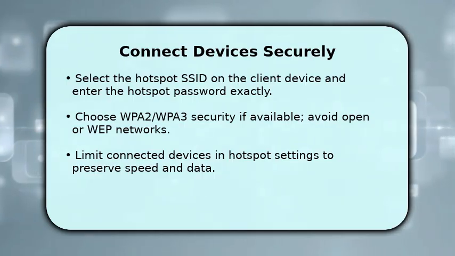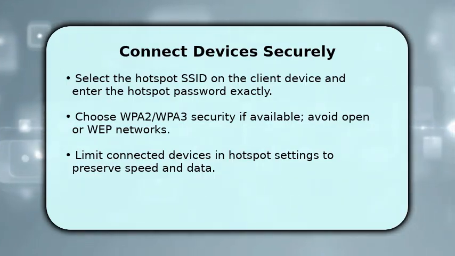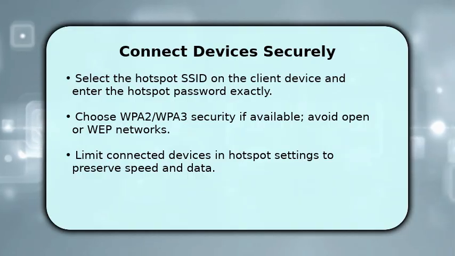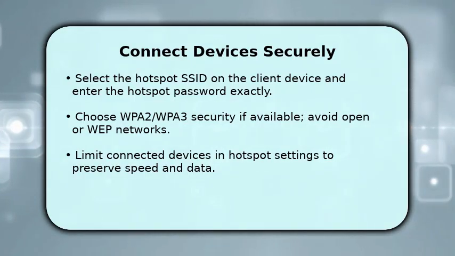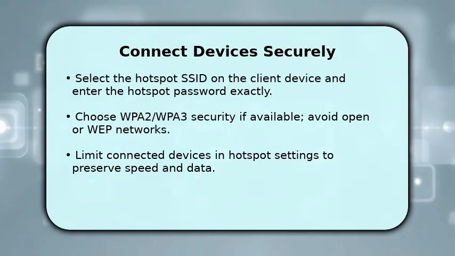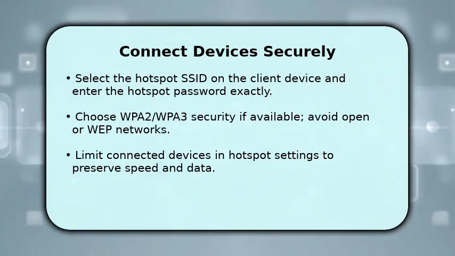In the hotspot settings on your phone, set a device limit to prevent unwanted connections and reduce data drain. Also enable band selection, if available, to prefer 5 GHz for faster speeds on compatible devices.